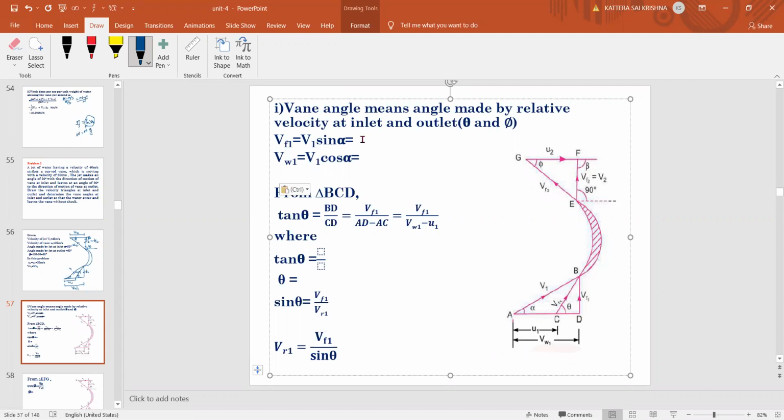V1 sin alpha, so 40 sin 30, what is the angle alpha? 30. 40 sin 30 equals 20. Similarly, VW1 is 40 cos 30.